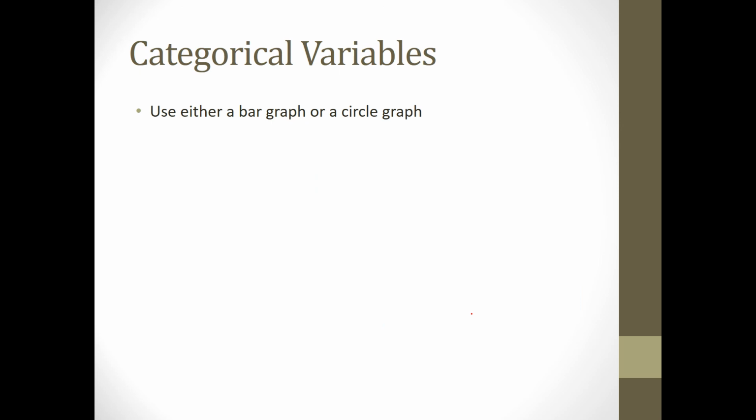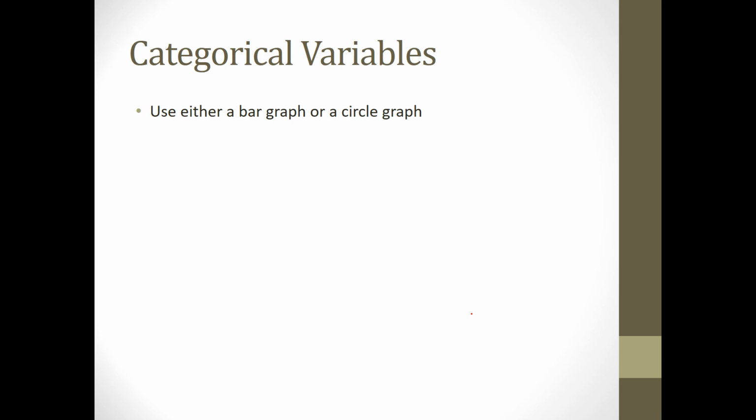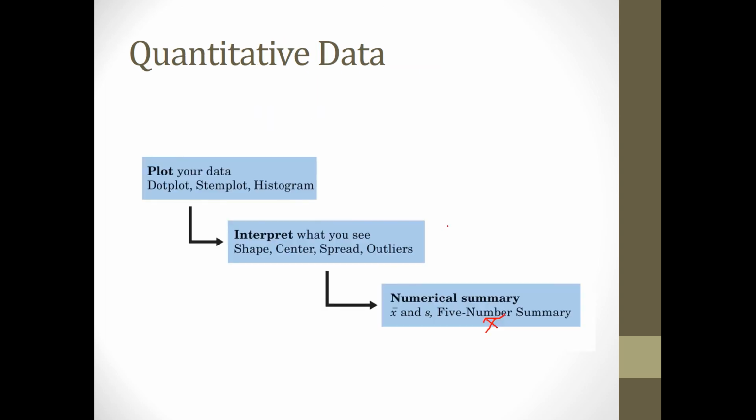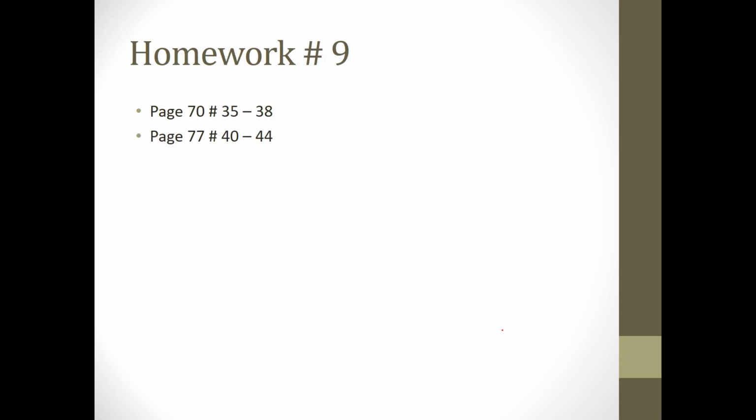If your data is categorical, you're going to either use a bar graph or a circle graph. That's it. We can't do anything else with categorical data. All of the center, spread, outliers, all of that stuff, the mean and the median and the standard deviation and the 5-number summary, all of that has to be for quantitative data. All I can do for categorical is make a bar graph or a circle graph.